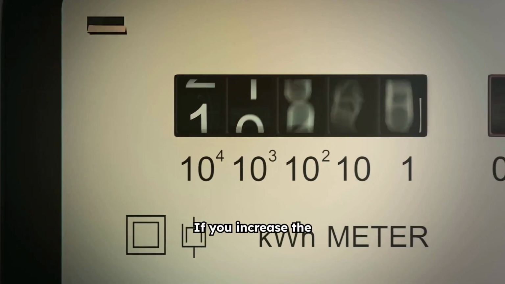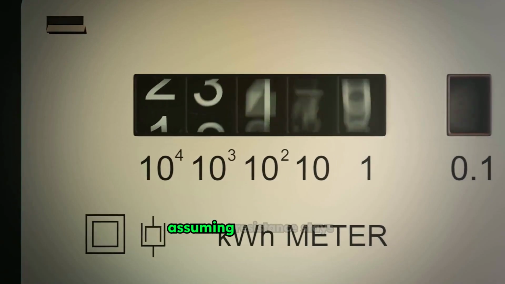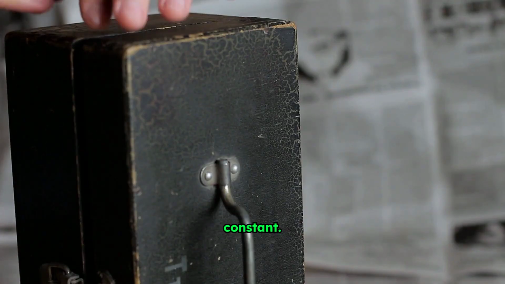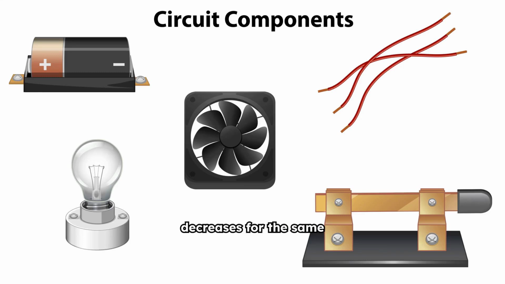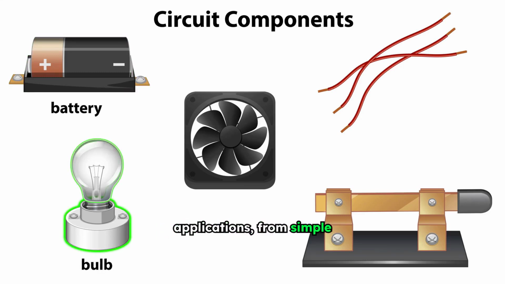If you increase the voltage, the current increases, assuming resistance stays constant. Conversely, if you increase the resistance, the current decreases for the same voltage. This law allows us to predict and control electrical behavior in countless applications, from simple circuits to complex power grids.